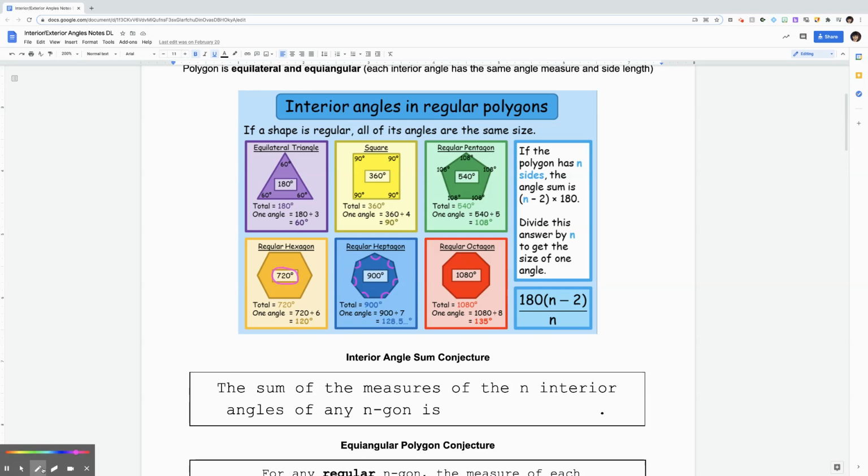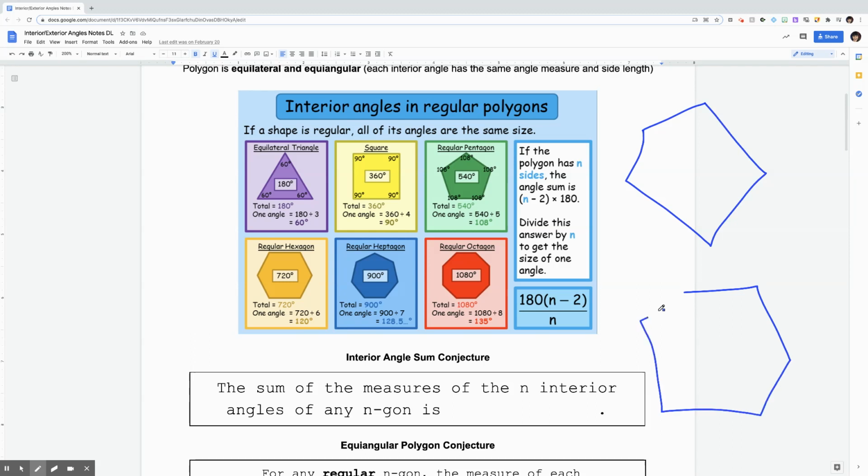So I'm going to show you quickly how that works, or why the formula works the way that it does. So I'm just going to draw a random 5-sided figure. So there's a 5-sided figure. Here's a random 6-sided figure.